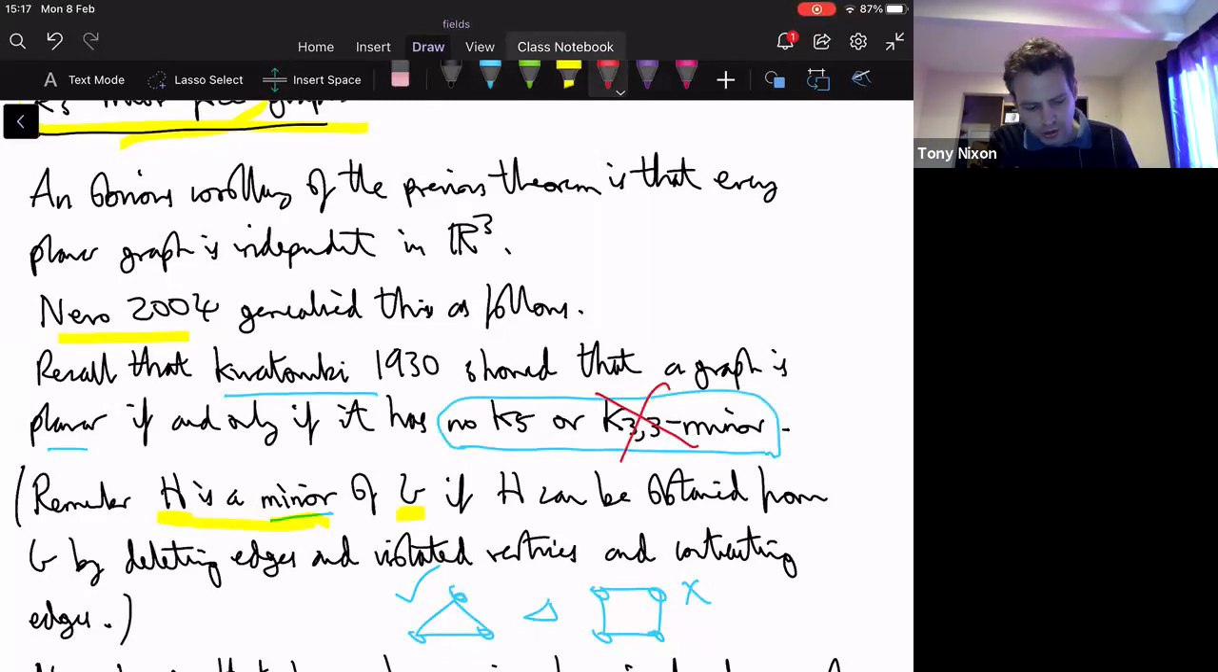Okay, so I do want to go through how Nevo did his proof, but the thing that is more interesting to me is not just the extension, but that for K5 minor free graphs you can naturally think of a similar question in arbitrary dimension. You could think of K_{d+2} minor free graphs in R^d, whereas planar graphs don't easily generalize to arbitrary dimension.